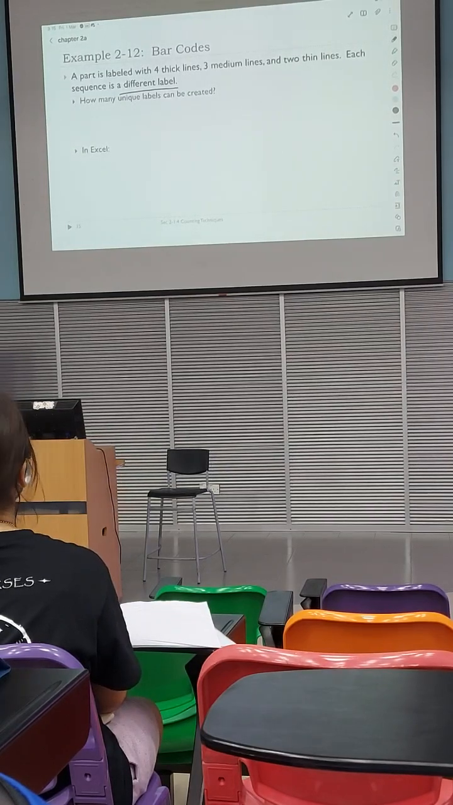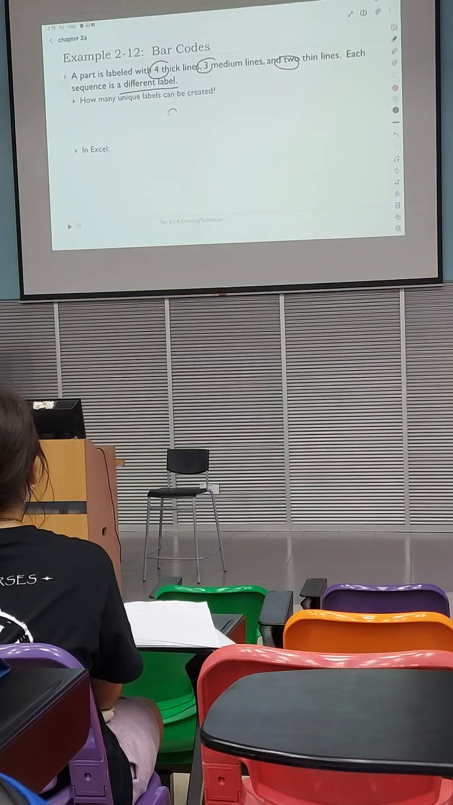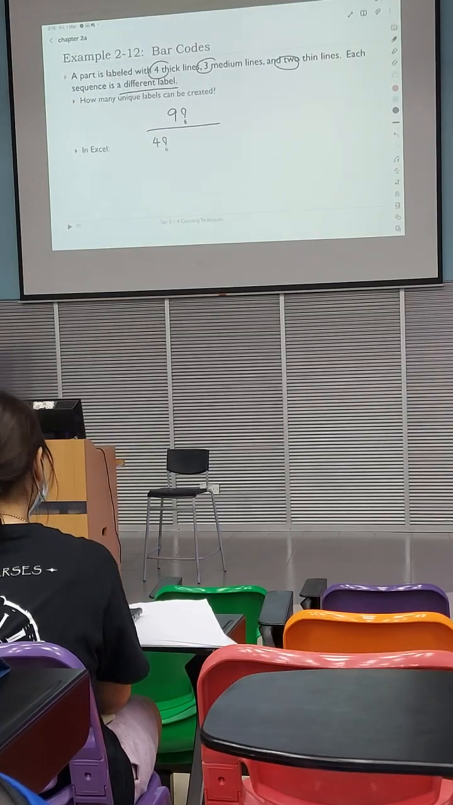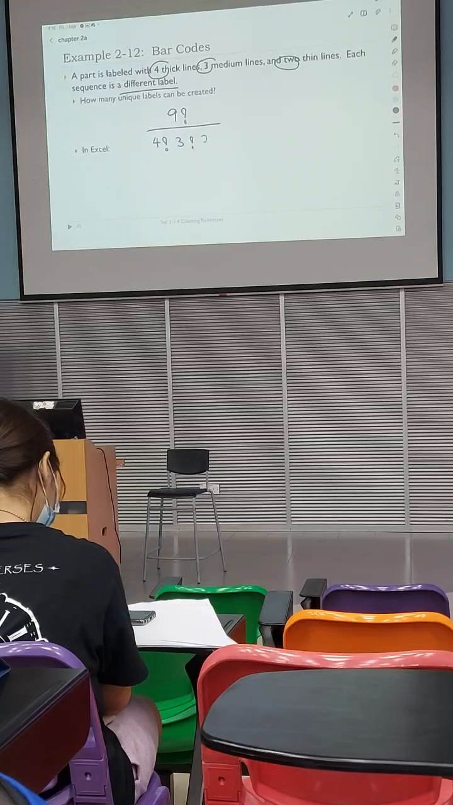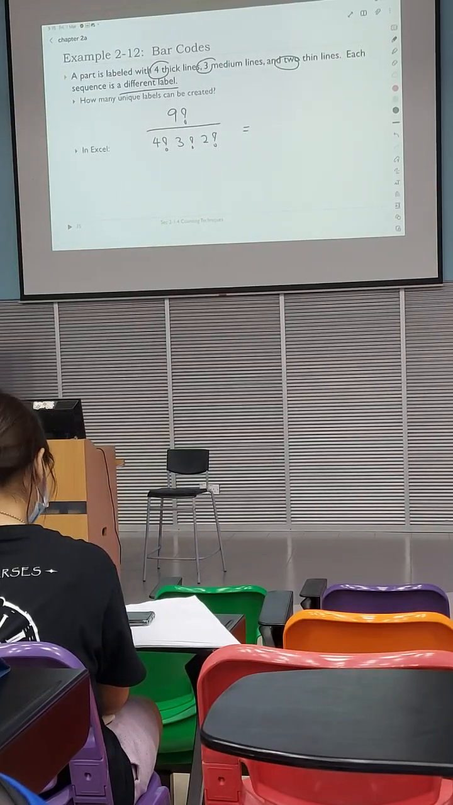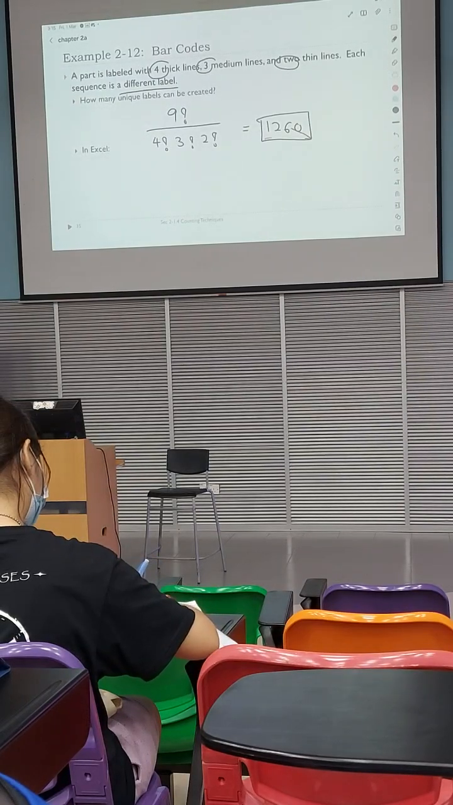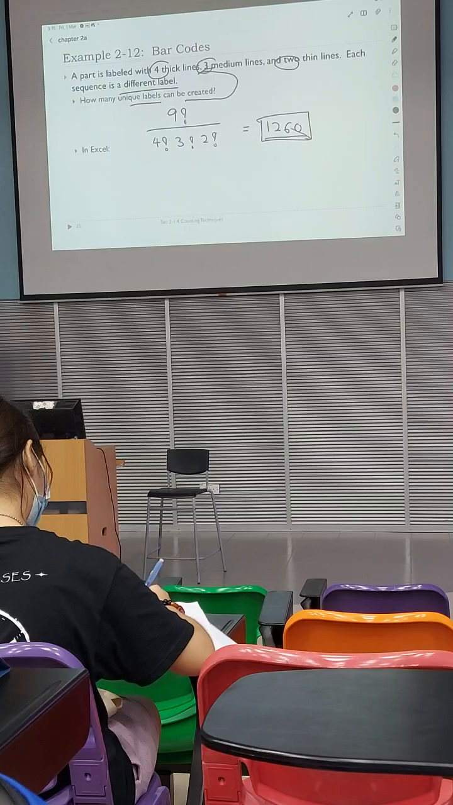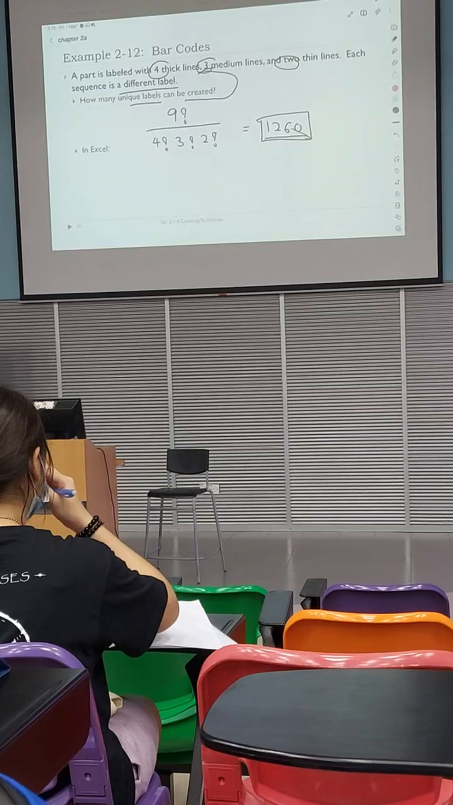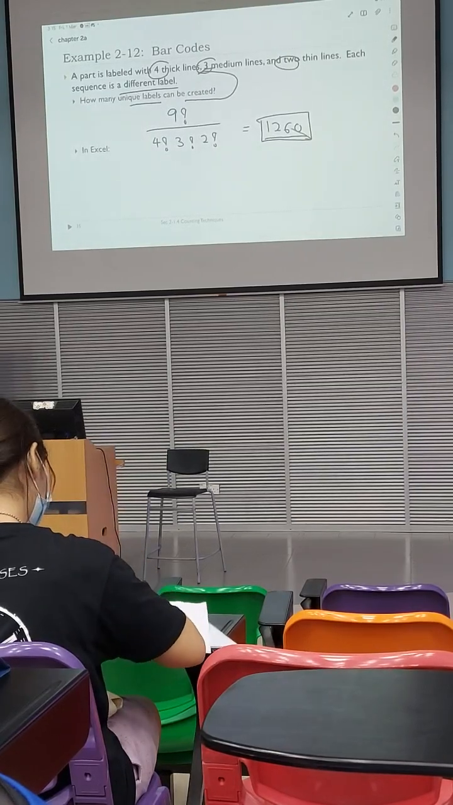In this case, you see we have 4, 3, and 2, which means altogether is 9. So 9 factorial, then we have 4 factorial, 3 factorial, and 2 factorial. At the end, you should get the answer 1260. You can get 1260 different unique labels from this combination, because in this case they consider the sequence. 1260 barcodes can be created from these 9 different lines. So that is the meaning.